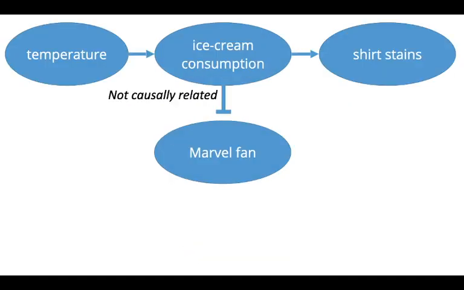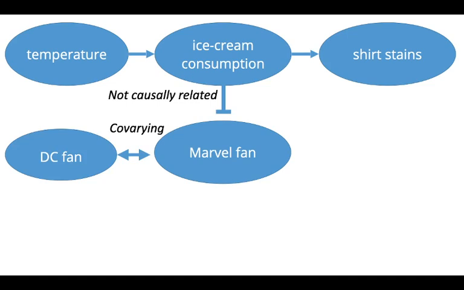Okay, I'm going to introduce a couple more conventions that you sometimes see in causal graphs. So the arrows are the main thing. Sometimes you see a line with a bar, and that means that the two variables are not causally related. Sometimes it's useful to explicitly depict that. So for example, ice cream consumption is not causally related to being a fan of Marvel. You might also get arrows in both directions, saying that they both influence each other. They're sort of co-varying or correlated with each other.